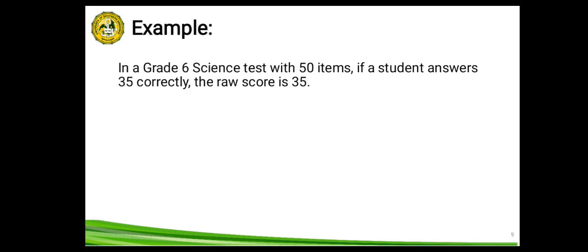And here's the example for raw score. In a grade 6 science test with 50 items, if a student answered 35 correctly, the raw score of that student is 35. 35 is the raw score because as we defined earlier, the raw score is the number of correct answers of a student, or the points earned without any transformation or statistical manipulation, right? So that 35 is the raw score of the student.